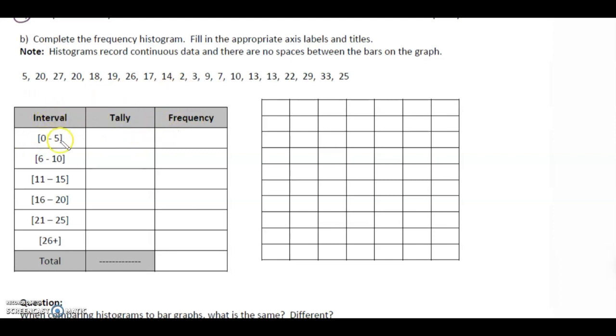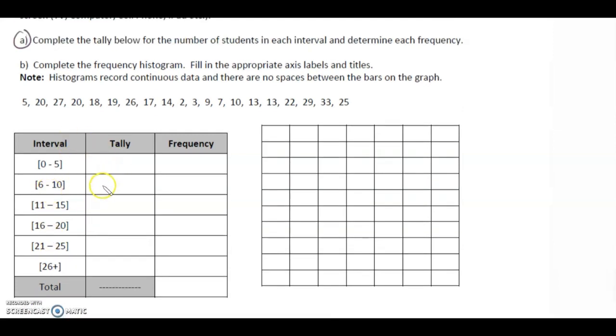So the interval 0 to 5, 6 to 10, 11 to 15, 16 to 20, 21 to 25, and then 26 plus is like anything over 26 hours, which is disgusting. Okay, so let's go ahead and tally these. I usually do like 3 at a time. So 5, 20, and 27. So 5 would go from 0 to 5. 20 would go 16 to 20. And 27 would be up here, 26 plus.